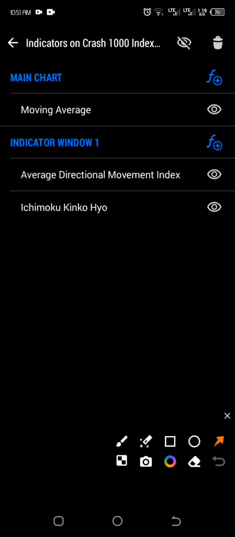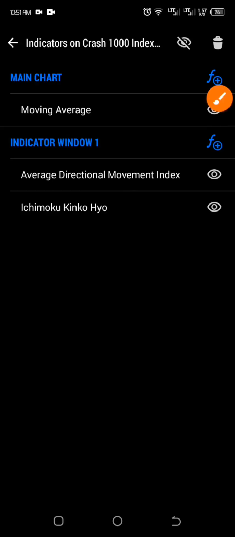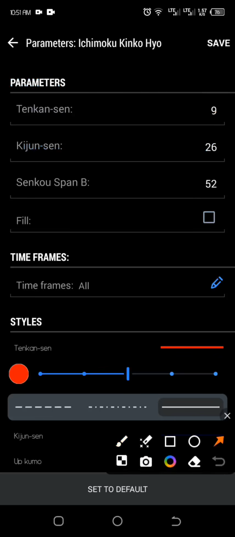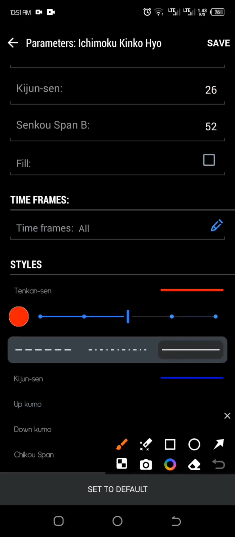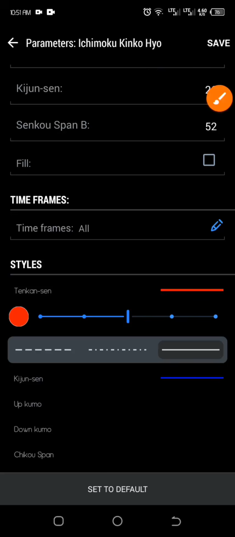Now to the last but not the least indicator, which is going to be the Ichimoku. At the top, we click on this indicator window, F plus. We search for Ichimoku, and these are the parameters. Now the Tenkan-sen is 9, the Kijun-sen is 26, the Span is 52. Now we only need the Tenkan-sen and the Kijun-sen style, of course using the color of your choice, and click on save. So that is all we need for this strategy.